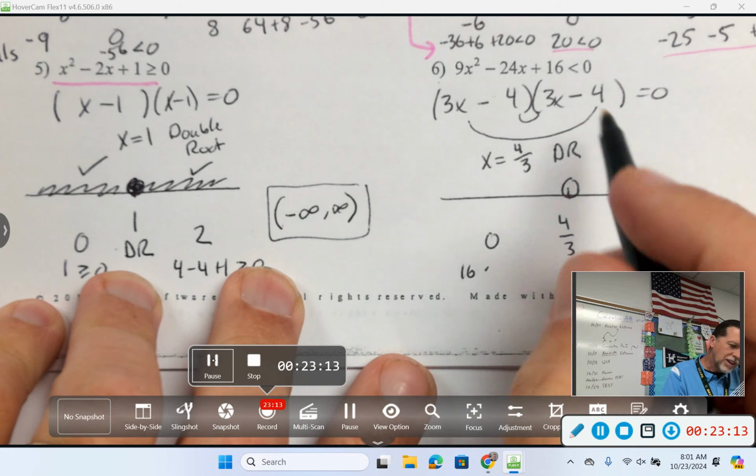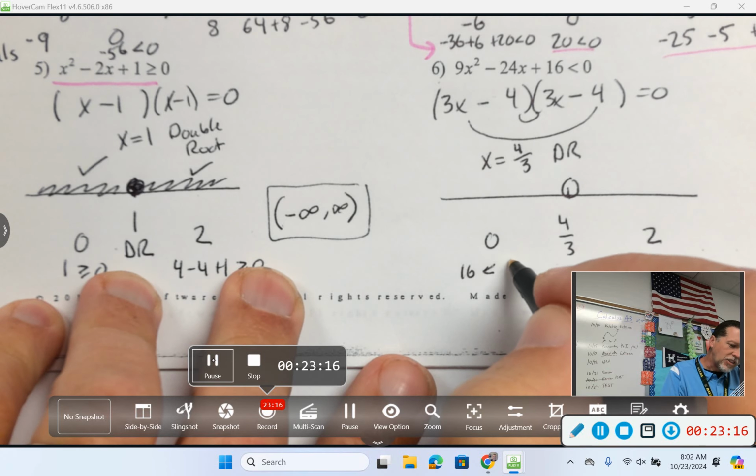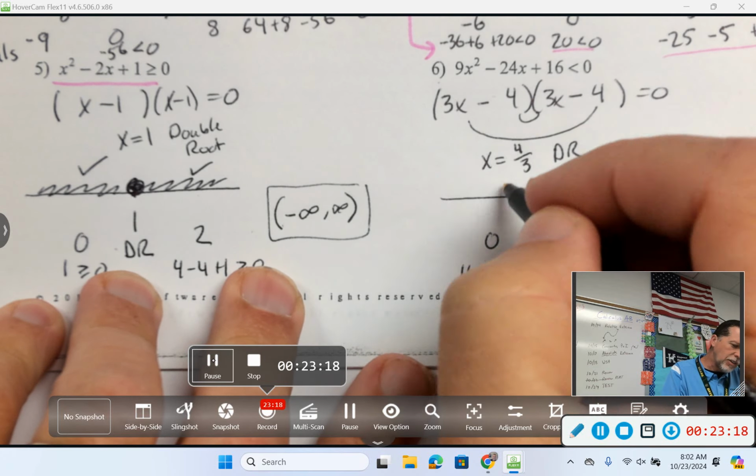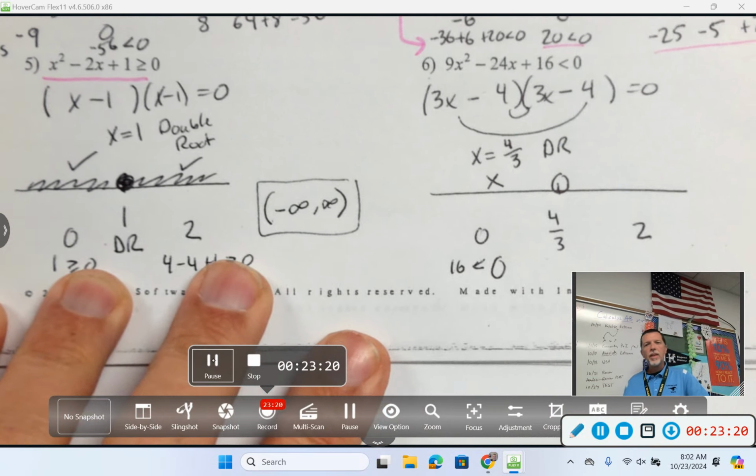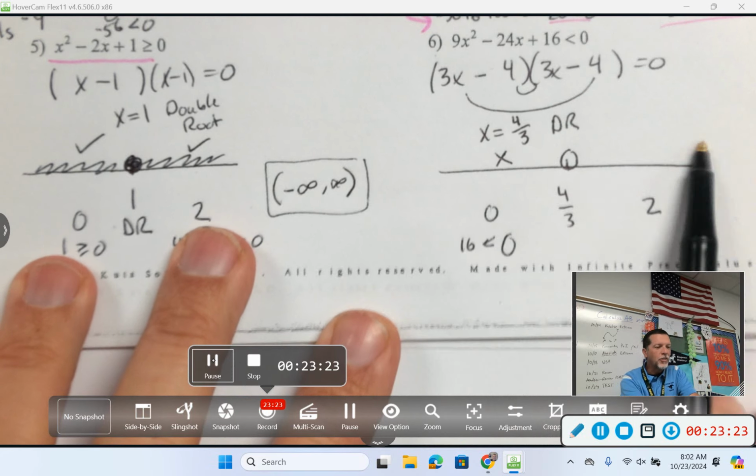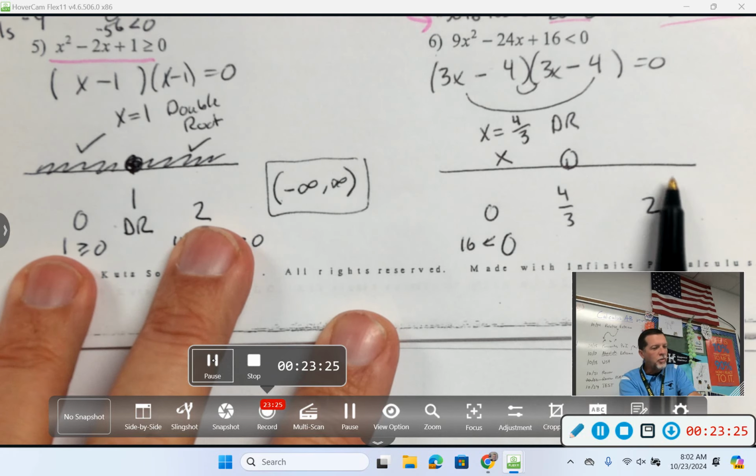Wait, does 2 work? I got that it works. Did 0 work? No. 0 definitely did not work. So does that mean the other two? That should mean, if we don't alternate, since it's a double root, this one doesn't work either.